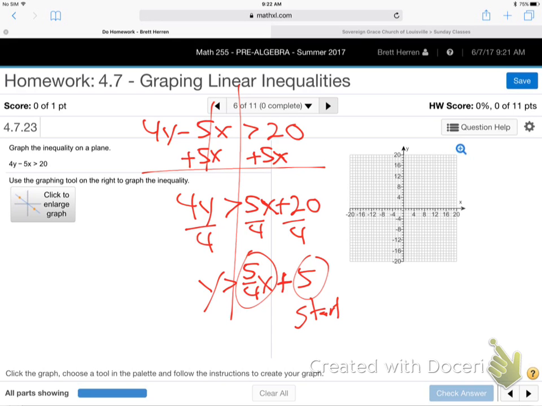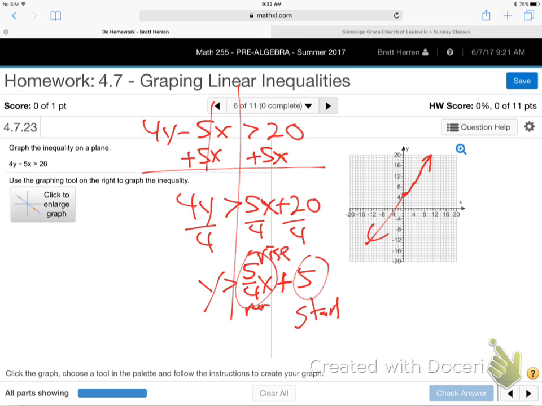All right. So started up 5. There we go. And then rise 5, run 4. So from there you go up 5 over 4. I don't even know if I can find that spot. Somewhere around there, huh? It's pretty close. I think I'm a little low. Anyway, do the line like that. I'm going to do the best I can.